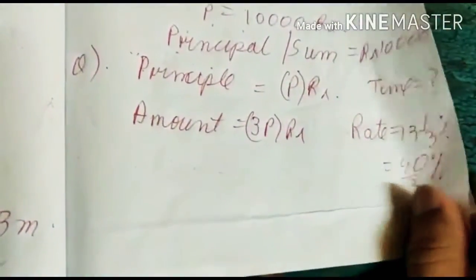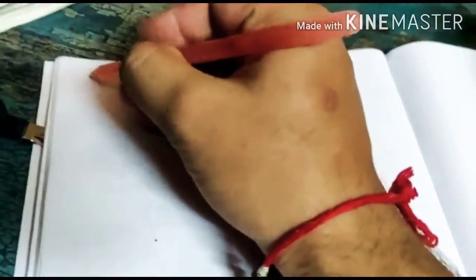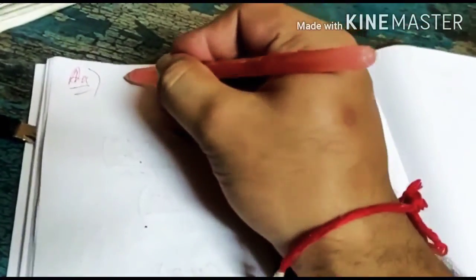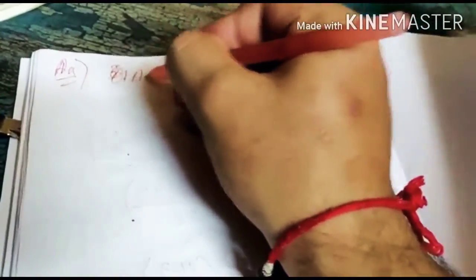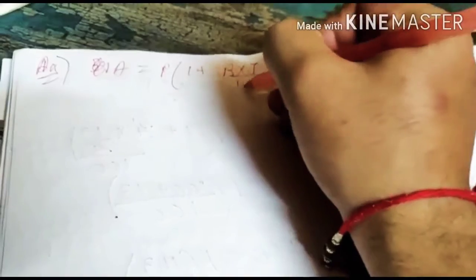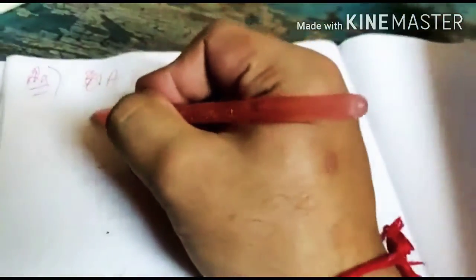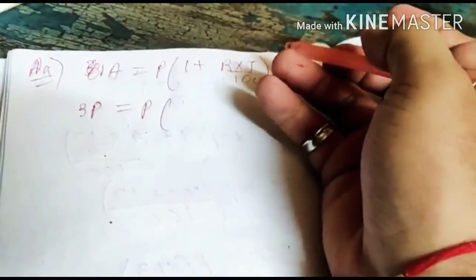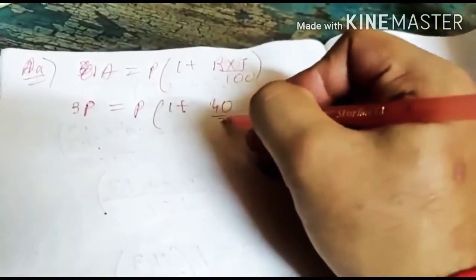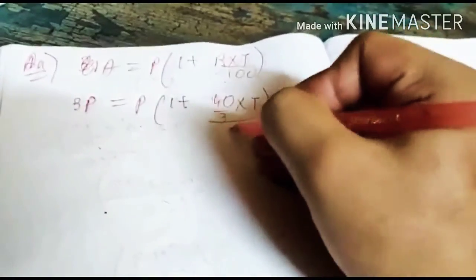Okay, so we will proceed with that formula itself. You can do it in one way, or in two ways. Our first way will be implementing that formula: amount equals principal into 1 plus r into t upon 100. Here amount is 3 times p, principal is p, and 1 plus rate is 40 upon 3, time is not known, upon 100.